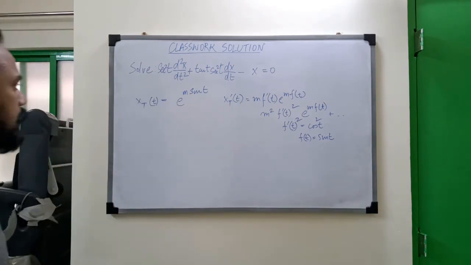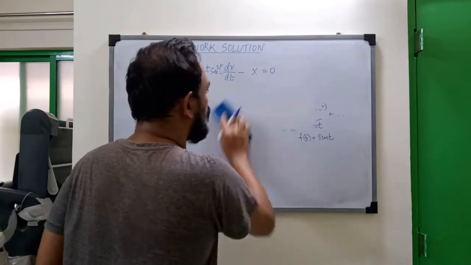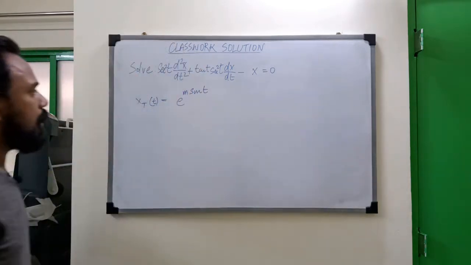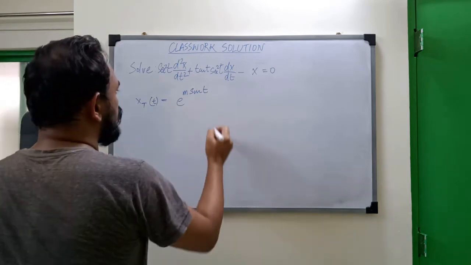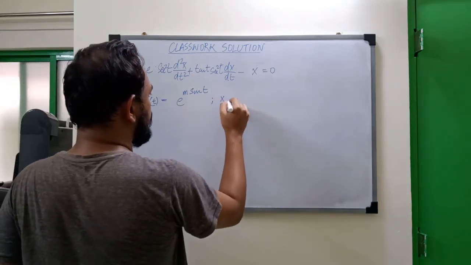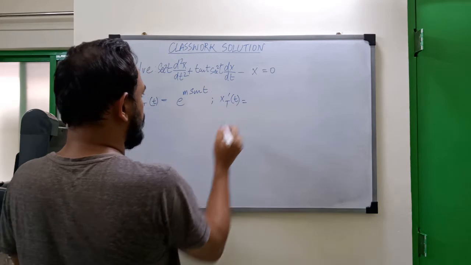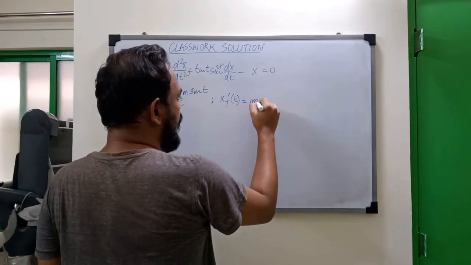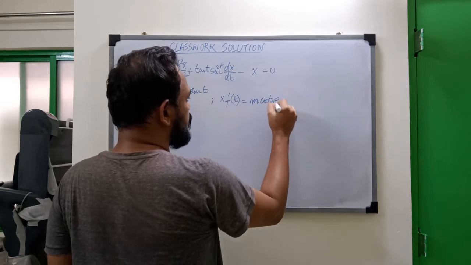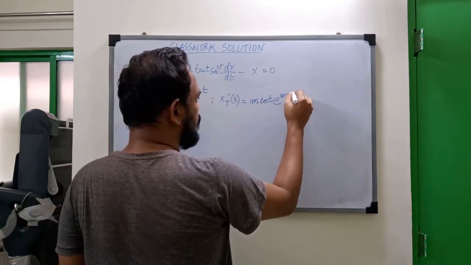So we'll just work this out. All of this is just scratch work. We'll see how this works, okay? So, x'(t), as we've just seen, is going to bring this thing down, but with a differentiation. So, m cosine t e to the m sine t, okay?